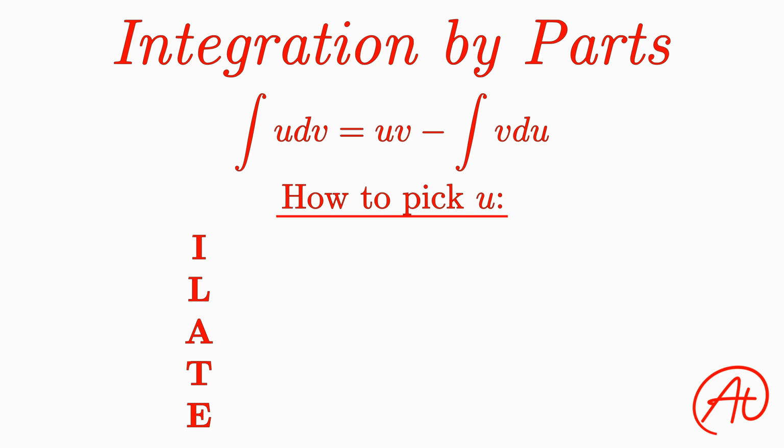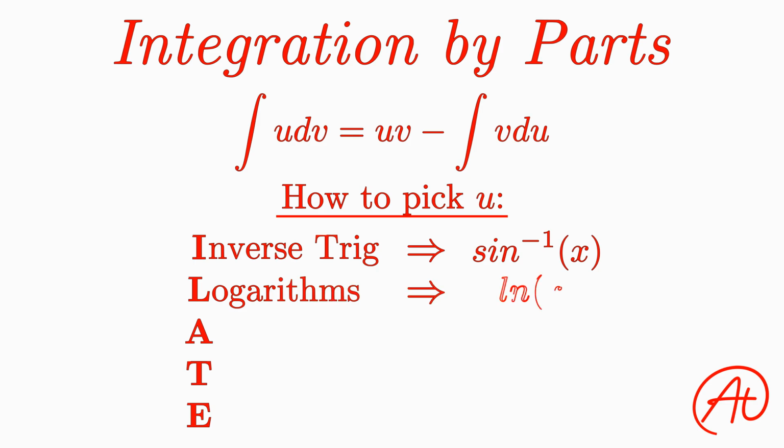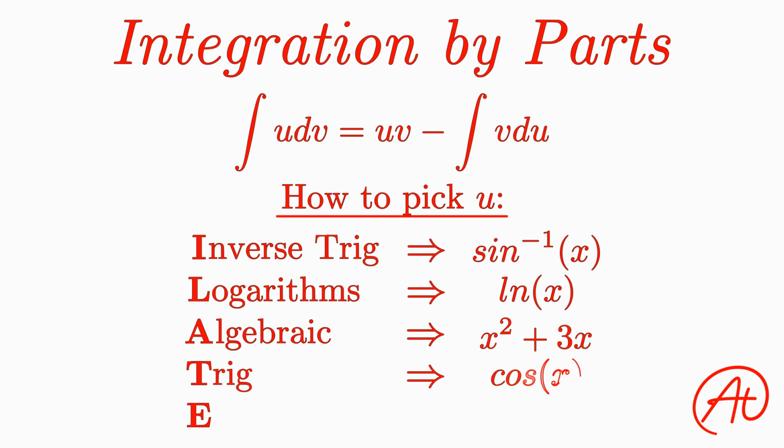The first thing you would want to make equal to u is an inverse trig function, like sine inverse or cosine inverse, if it's present in your integral. If those aren't in there, next comes logarithms, like ln of x, followed by algebraic expressions like x squared plus 3x, then normal trig functions like cosine and sine, and finally exponential functions like e to the x.